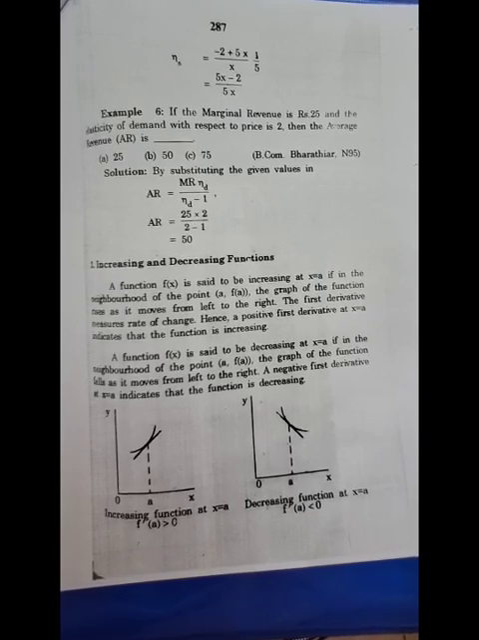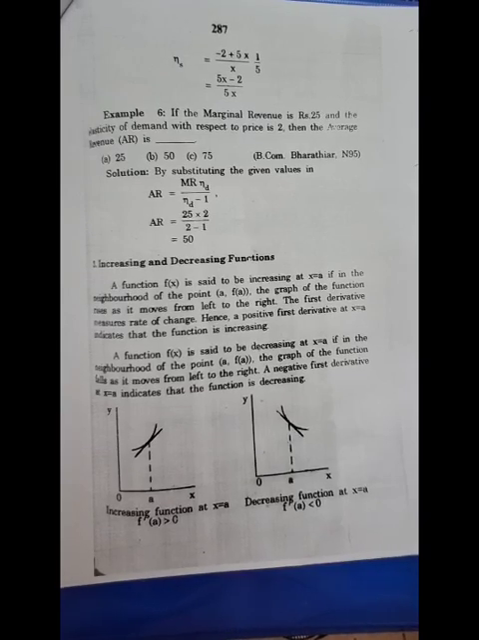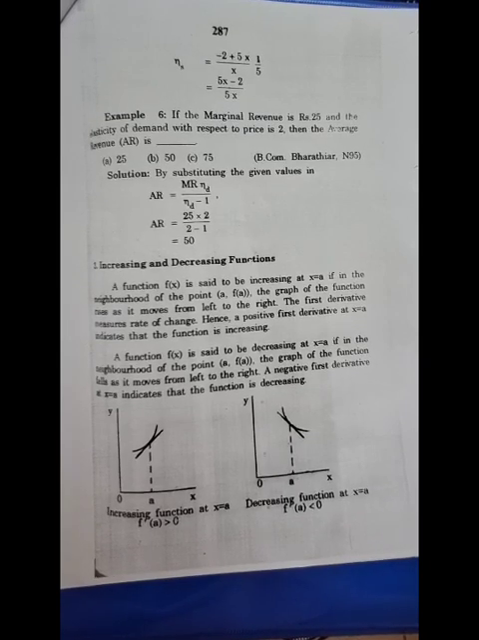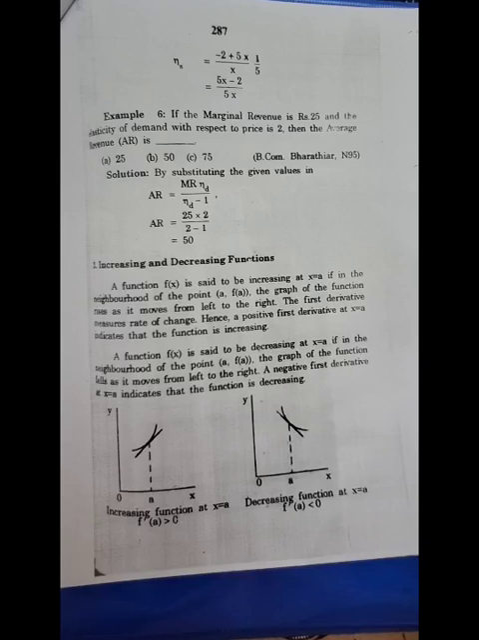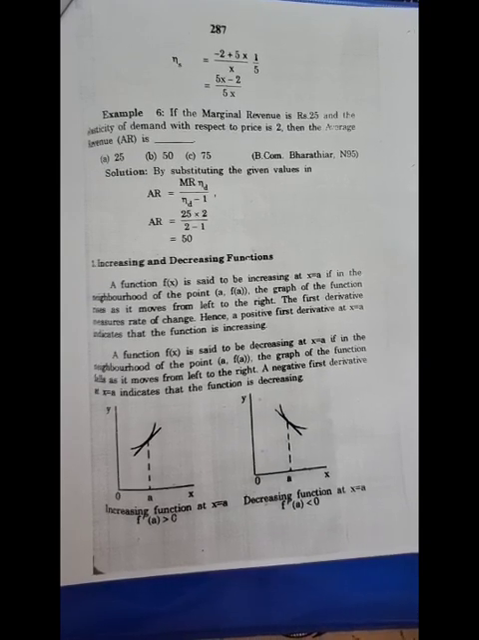Example 6. If the marginal revenue is rupees 25 and the elasticity of demand with respect to price is 2, then the average revenue is equal to dash. Solution. By substituting the given values, average revenue is equal to marginal revenue into elasticity of demand divided by elasticity of demand minus 1, which is 25 into 2 divided by 2 minus 1, which is equal to 50.